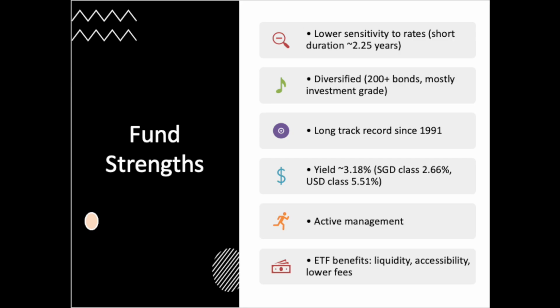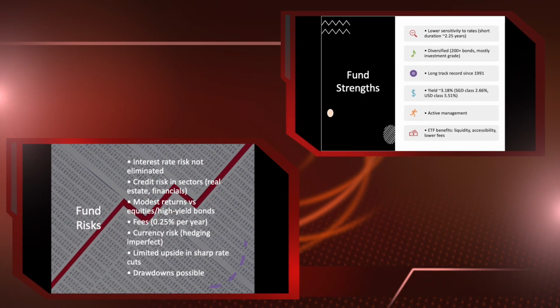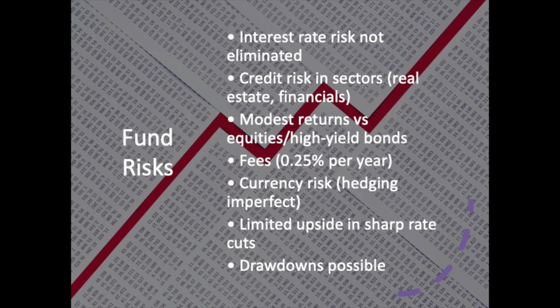But okay, let's be balanced. Every investment has risks. What are the cons or things people should really be aware of here? Absolutely crucial to look at the other side. First, it's not immune to interest rate risk. Short duration dampens the effect, but it doesn't eliminate it. Sharp, unexpected rate hikes can still cause the price to fall. Okay, reduced risk, not zero risk.